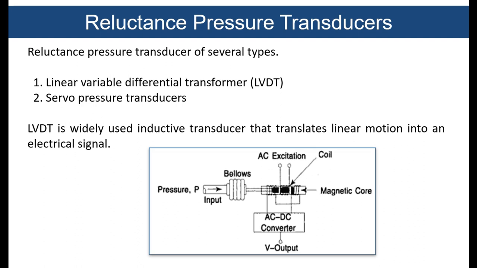Due to that movement, there's a change in the voltage, and that voltage is converted through the AC to DC converter into DC, and we get the voltage output over here. As per the change in the voltage output that we get in the form of a reading, we can see the amount of pressure being applied as input, and we get the pressure data in the LVDT.